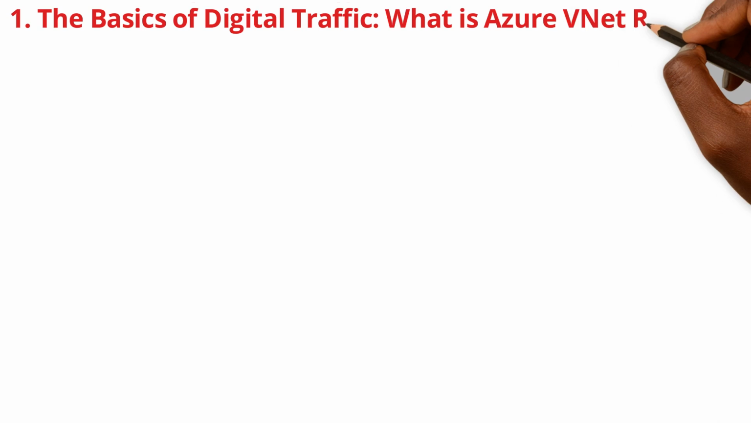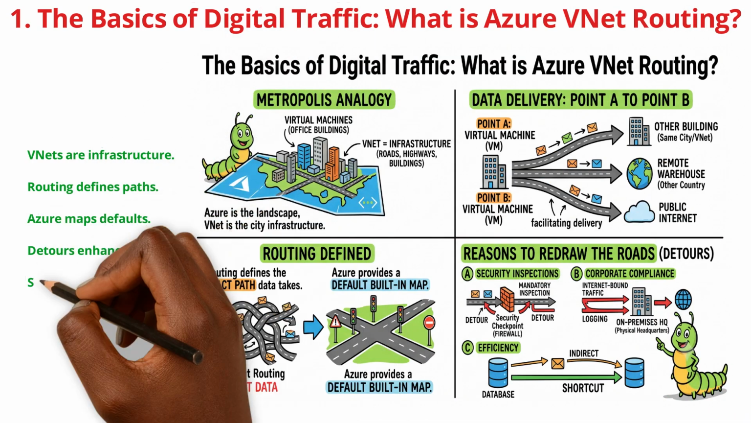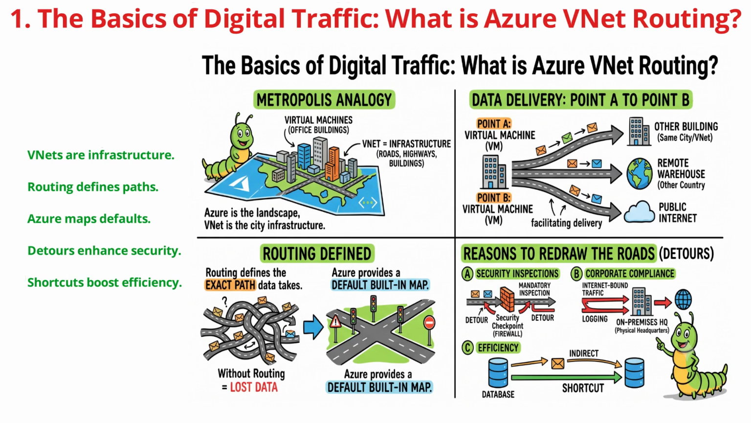Imagine Azure as the landscape and a virtual network as your city's infrastructure, with virtual machines acting as the office buildings and the VNet providing the roads. Azure VNet routing facilitates delivering data from point A to point B, whether it's another building in the same VNet, a remote warehouse in another country, or the public internet. Without routing maps, data gets lost. Azure provides a default built-in map, but you have the power to redraw the roads, creating detours for mandatory security firewall inspections, corporate compliance logging, or to create database shortcuts for efficiency.